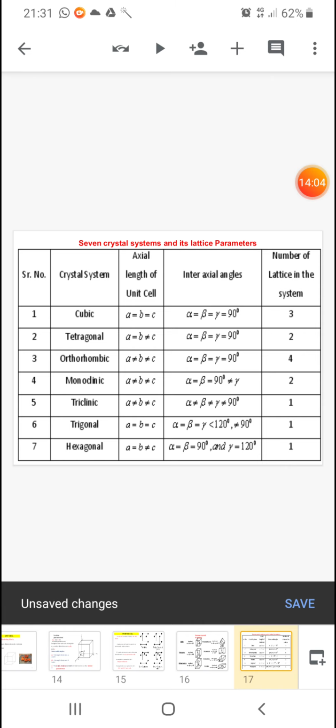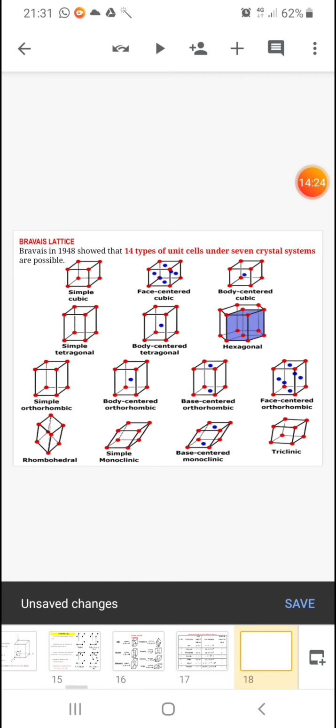Last system is hexagonal system. In hexagonal system, a = b ≠ c, and the interaxial angles are observed, that is alpha = beta = 90 degree and gamma = 120 degree, and one lattice is observed in this particular system.